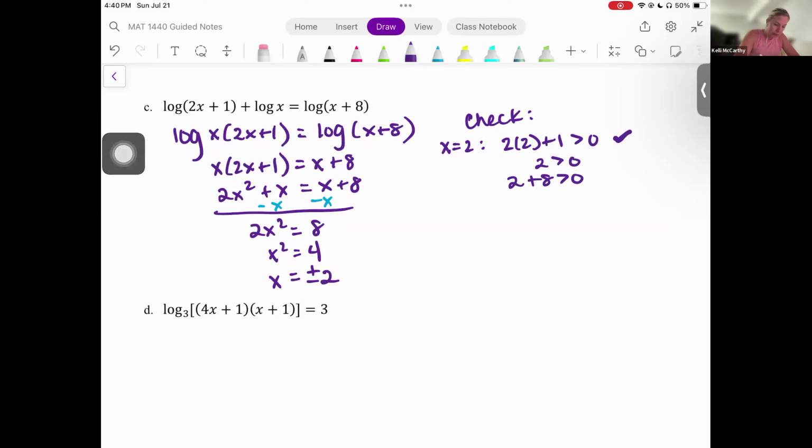2 times 2 plus 1 is positive, 2 is positive, 2 plus 8 is positive. So x equals 2 is a solution.